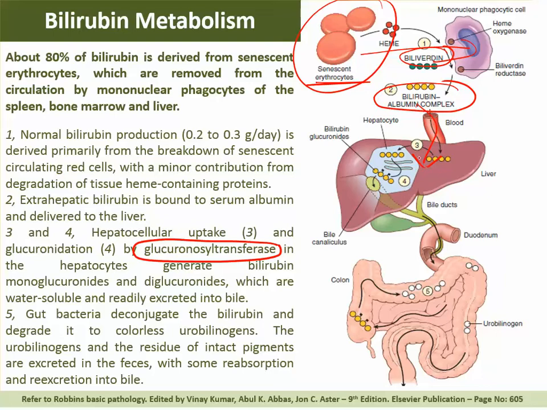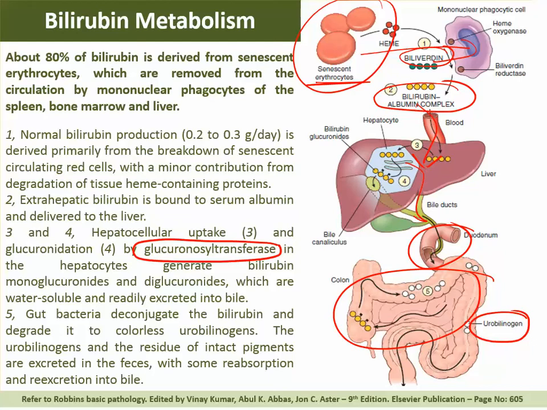Then the conjugated bilirubin comes out to the canaliculi, and from the canaliculi it goes to the intrahepatic duct, then comes out of the extrahepatic duct and comes to the duodenum. Then it goes to the large intestine, the colon, and is converted into urobilinogen by the intestinal bacteria. Then it is excreted in the feces. Some of the urobilinogen is absorbed into the blood and is excreted in the urine. So this is the normal bilirubin metabolism.